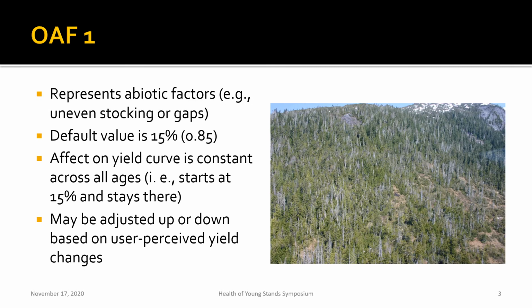The OAF1 that we use in BC basically represents abiotic factors, so gaps in stands primarily, where trees aren't growing for whatever reason. The default value for this OAF is 15%, and it's applied consistently across the yield curve, so it nets down the projected volume by 15%. This value may be adjusted up or down based on arguments that the user can use to say my gaps are less or my gaps are more, but the default is 15%.